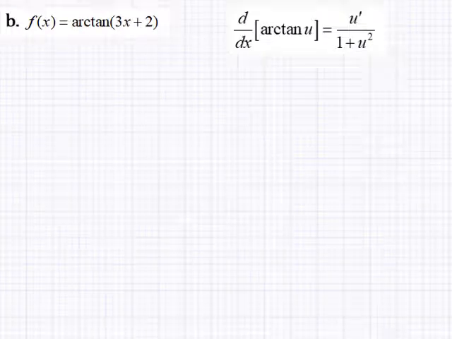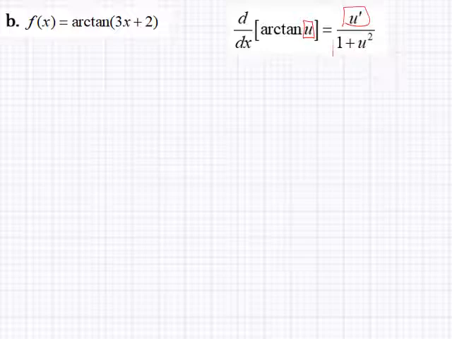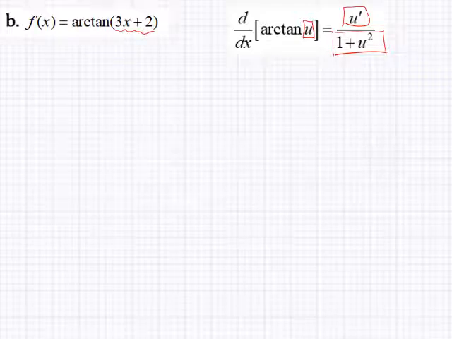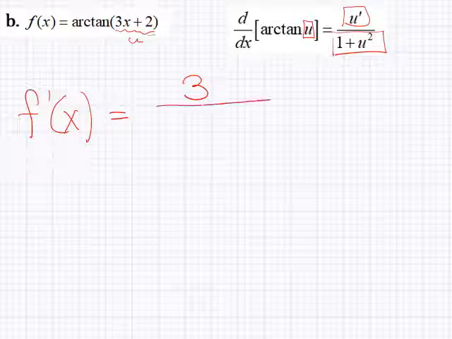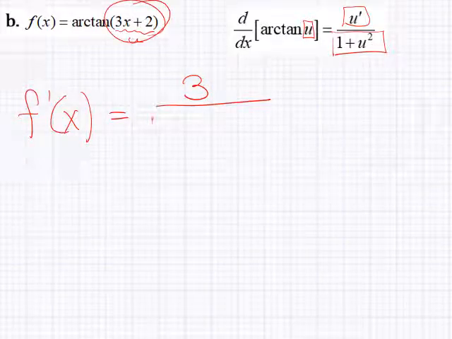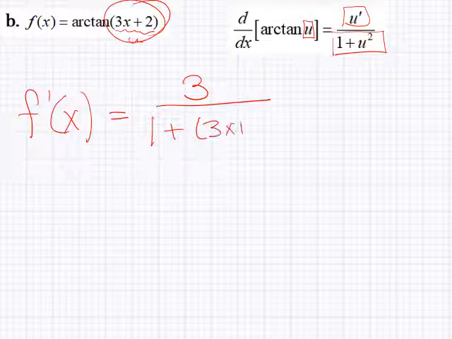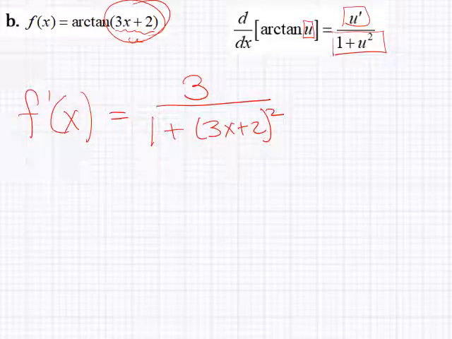All right, here's another one, arctangent. We have to familiarize ourselves with the derivative of the arctan. If it was arctan of a function of x, we'll call that u, the derivative should be u prime over 1 plus u squared. So here my u is 3x plus 2. If I'm going to take the derivative, f prime should be 3, which is the derivative of 3x plus 2, over 1 plus (3x plus 2) squared. And that's a derivative. Again, it can't get much easier than that.